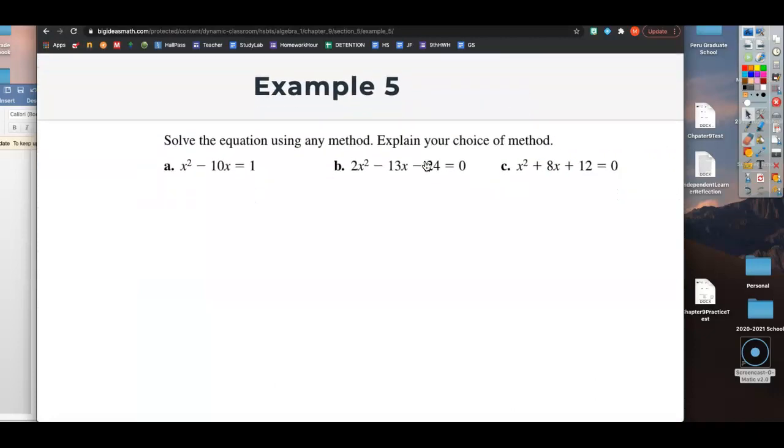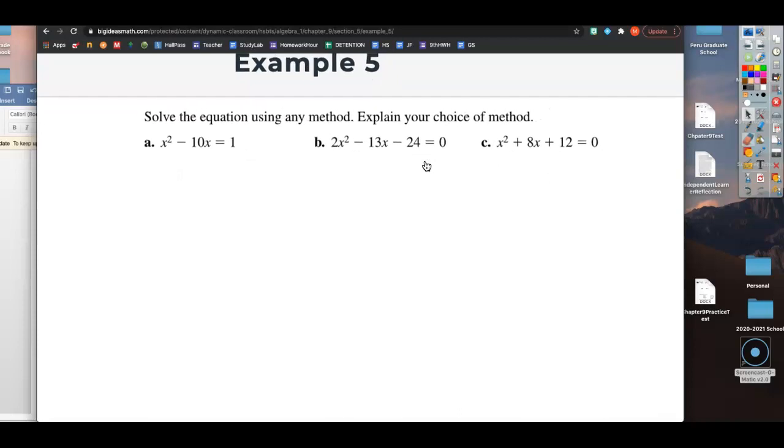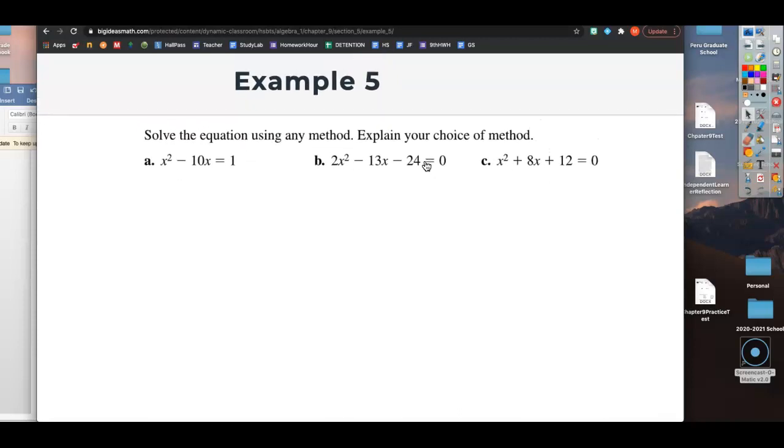This last set of examples, we kind of already talked about the last time I had you in class. There are several different ways that we can solve.